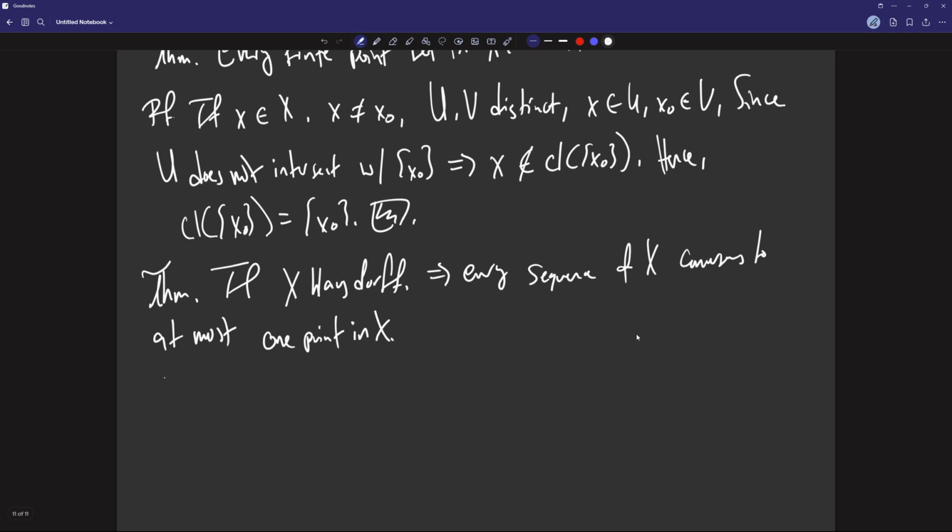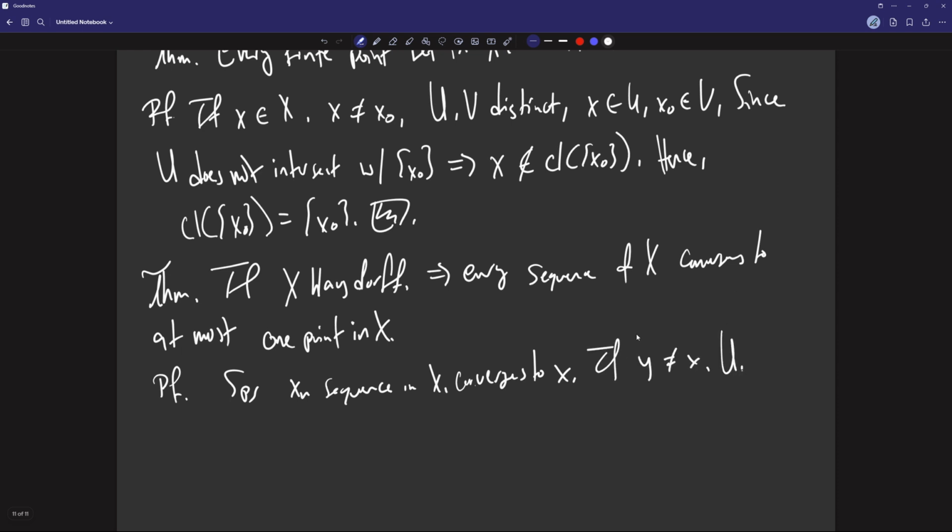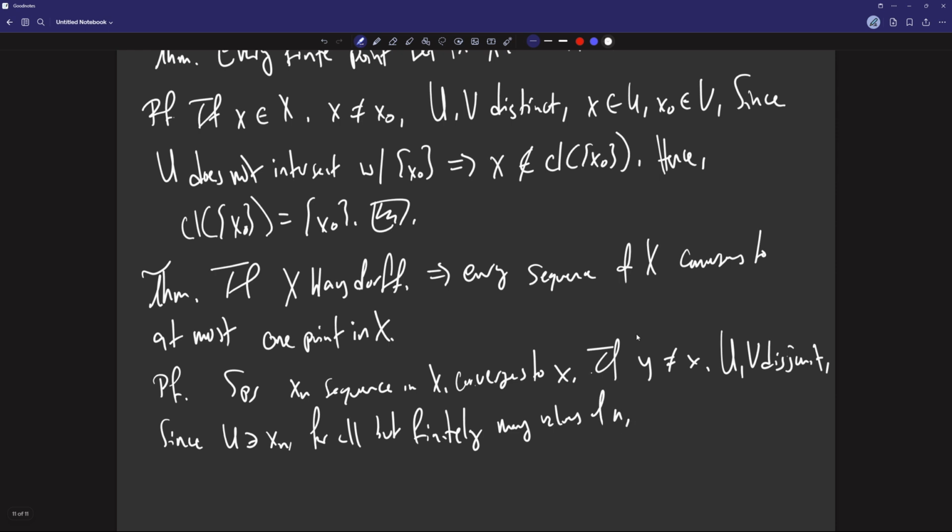So proof, suppose xn is a sequence in X that converges to x. If y is not equal to x, take U, V disjoint neighborhoods. Since U contains x, and for all but finitely many values of n, and this is based off our notion of what convergence is, then V cannot. Hence, xn cannot converge to y. And that tracks.